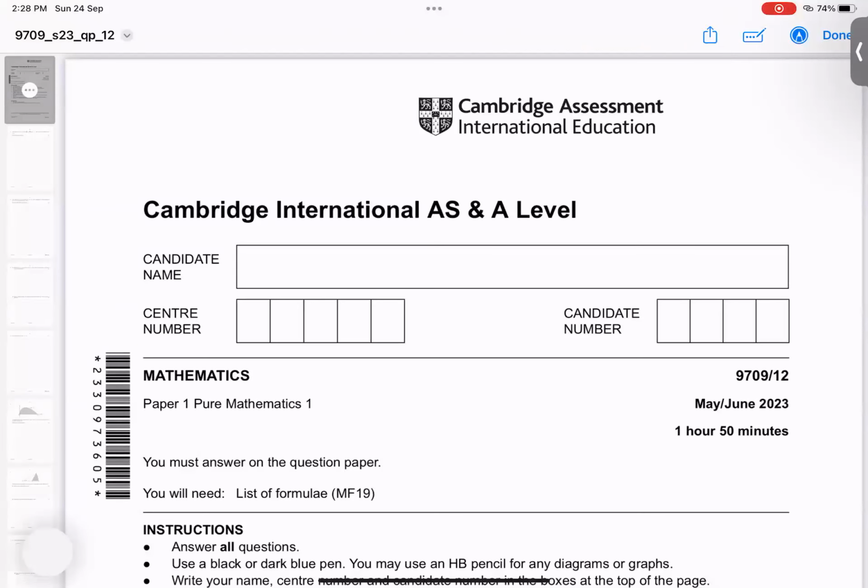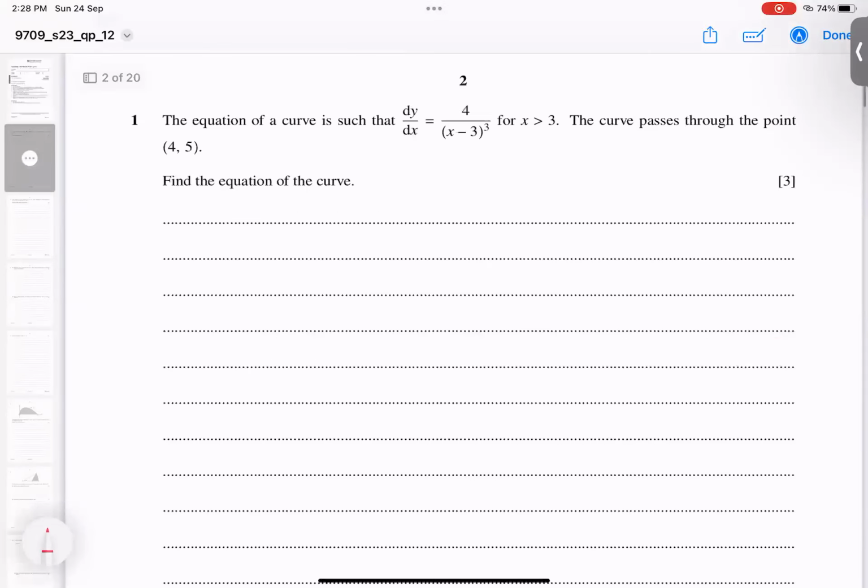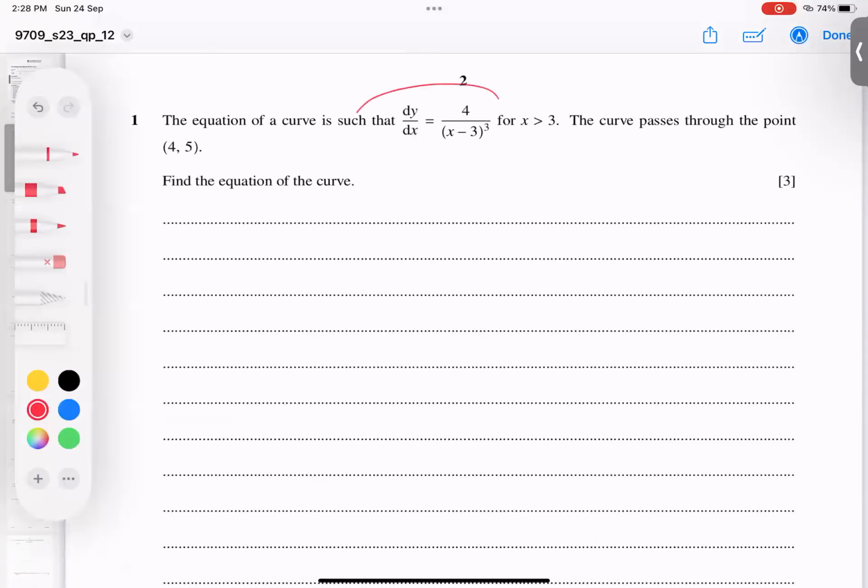Bismillahirrahmanirrahim. This is June 2023, second variant, paper 1. So let's start. The equation of the curve is given here. And the curve passes through the point (4, 5), and we have to find the equation of the curve.